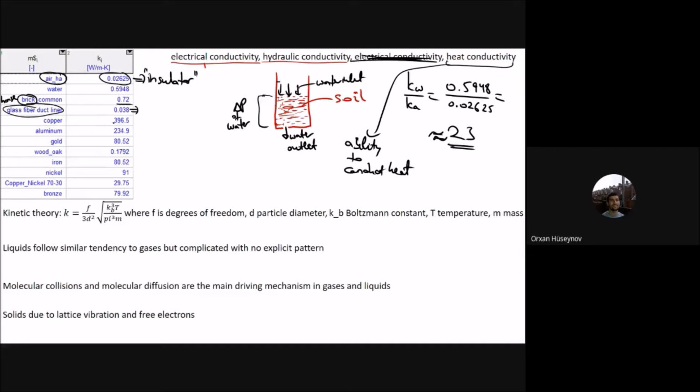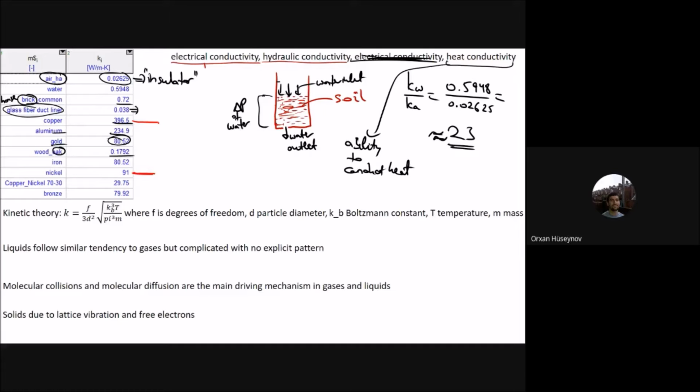And the copper, you can see it is a very high number. Aluminium, 200, it is high. Gold is 80. And the wood, the oak tree, it has 0.18. And the iron is 80, and nickel is 91. And here you can see that the copper has a conductivity of 397. Let me just show it. This one has a 397. The conductivity of nickel is 91.